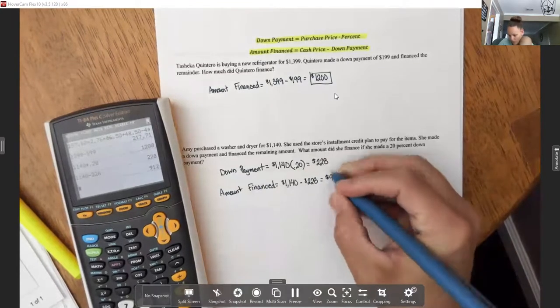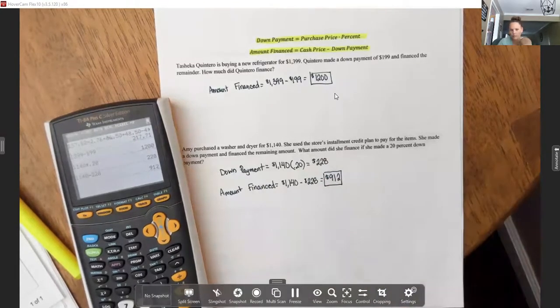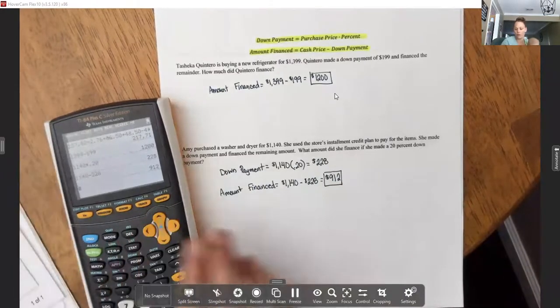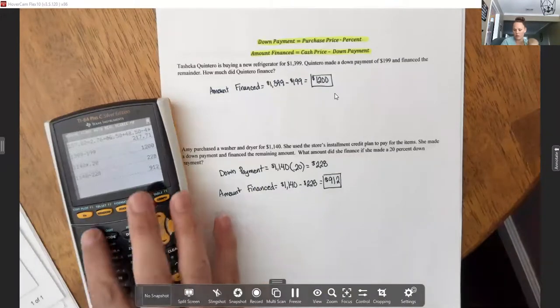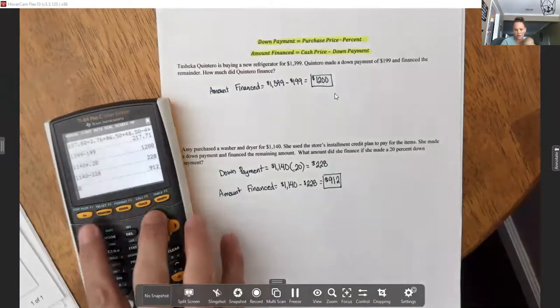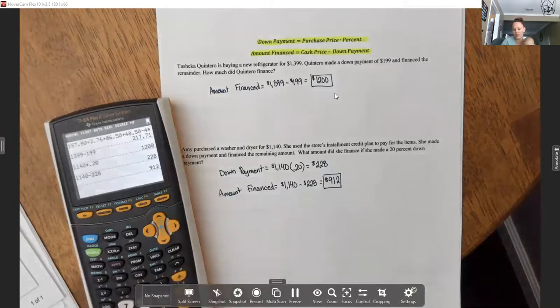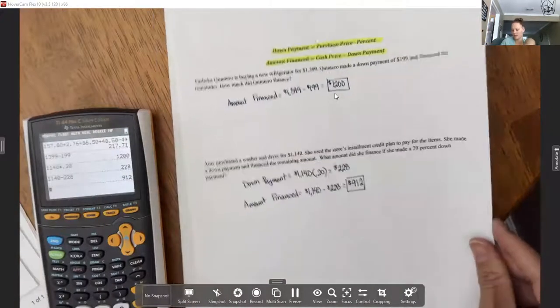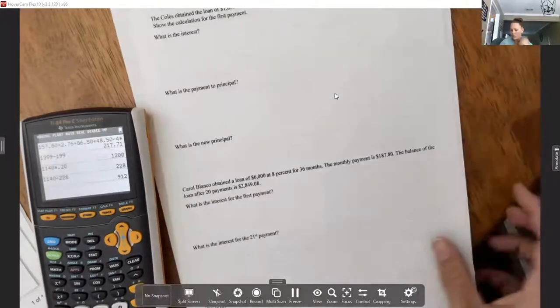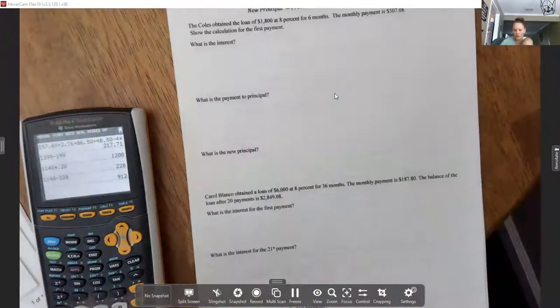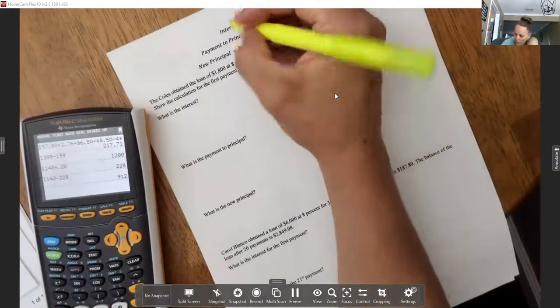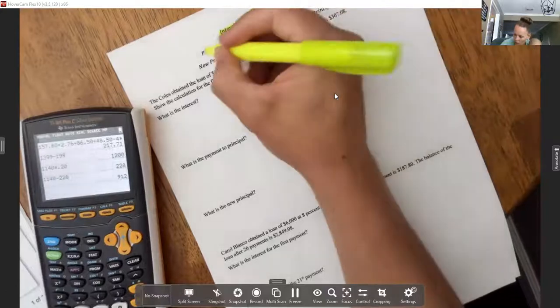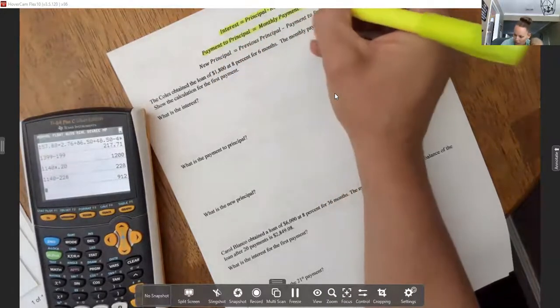It's $912. Any questions before I move on to the last page? All right. So this is where I think it might get a little bit trickier. Again, this is what we saw yesterday.